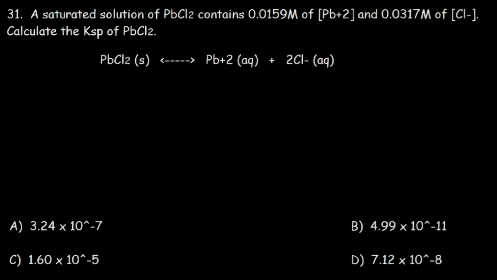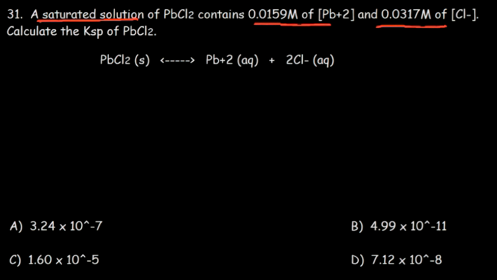31. A saturated solution of lead(II) chloride contains 0.0159 M of Pb2+ and 0.0317 M of Cl-. Calculate the solubility product constant of PbCl2. So, in this problem, notice that we have a saturated solution. That means that the system is at equilibrium. So we can simply plug in these values for Pb2+ and chloride, and that's going to give us the Ksp value for lead(II) chloride.